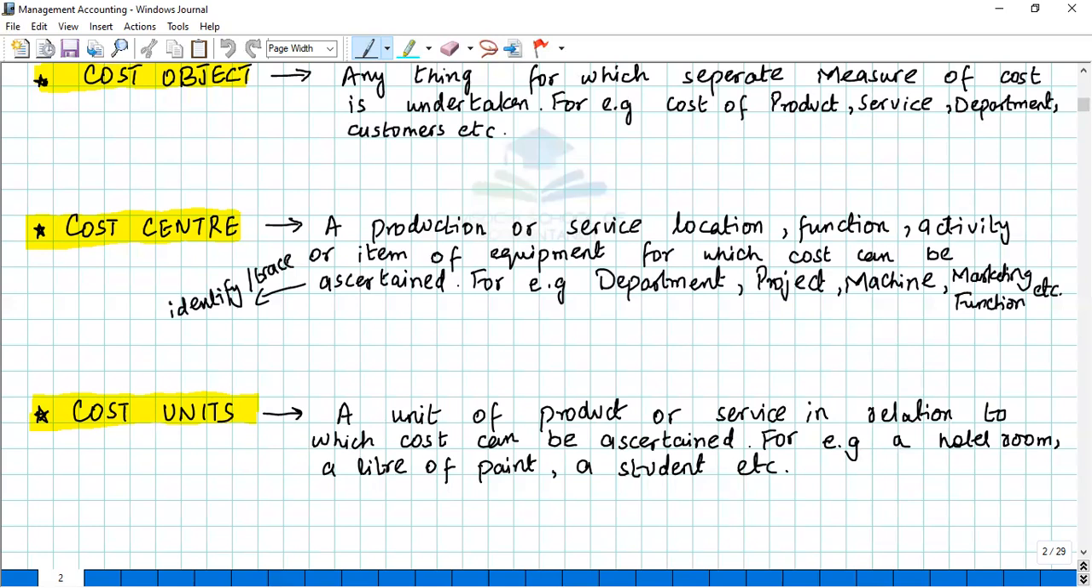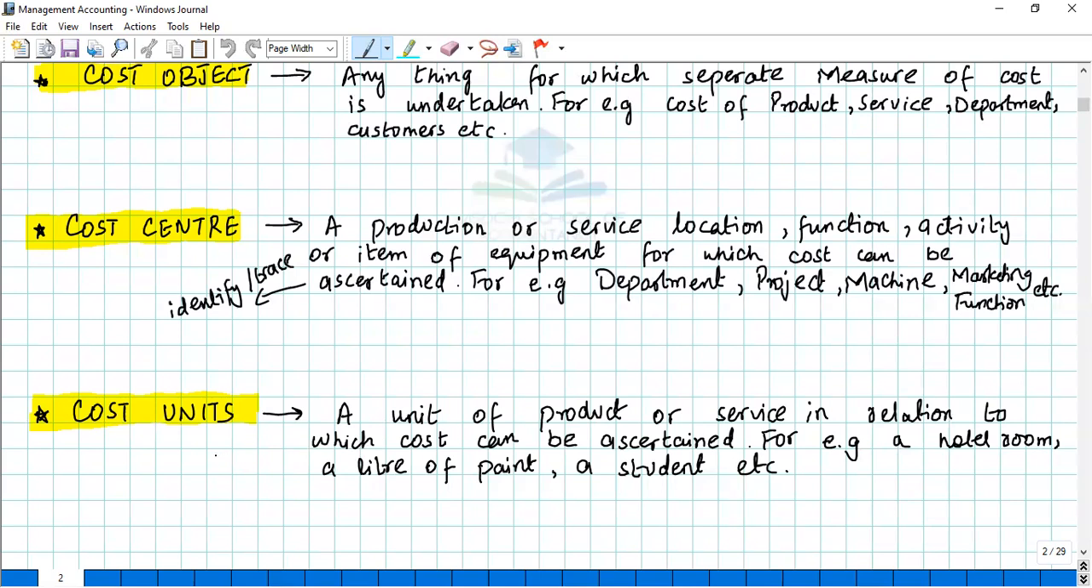Or even if it is an equipment, let's say a machine in a factory, a plant in a factory. And for that plant or machine, if you can identify that these costs are related to that machine, then that machine will also be known as your cost center. Okay, so it's very simple. A cost object is anything for which management wants to calculate the cost, while the cost center is anything, it can be a physical location, function or activity, or an equipment, for which you can trace the cost separately. Okay, so that is cost center.